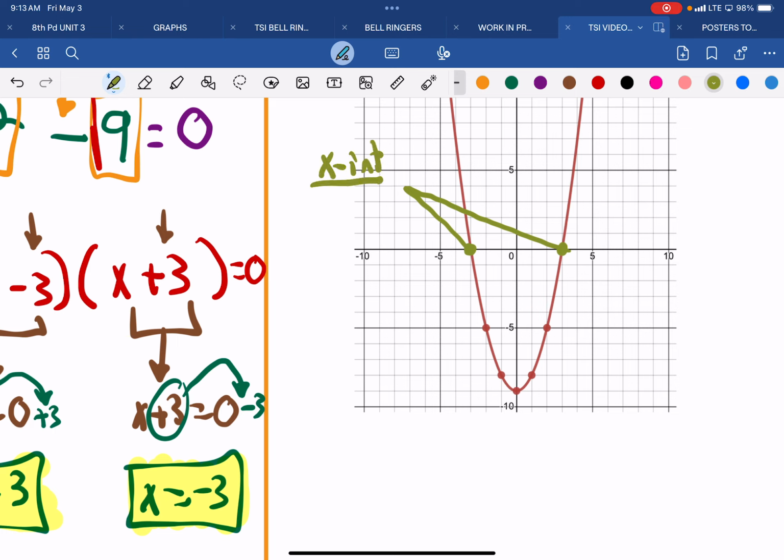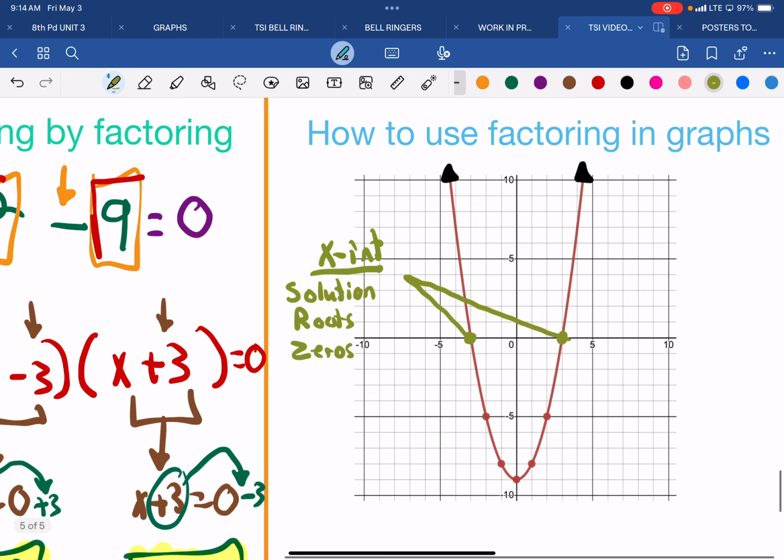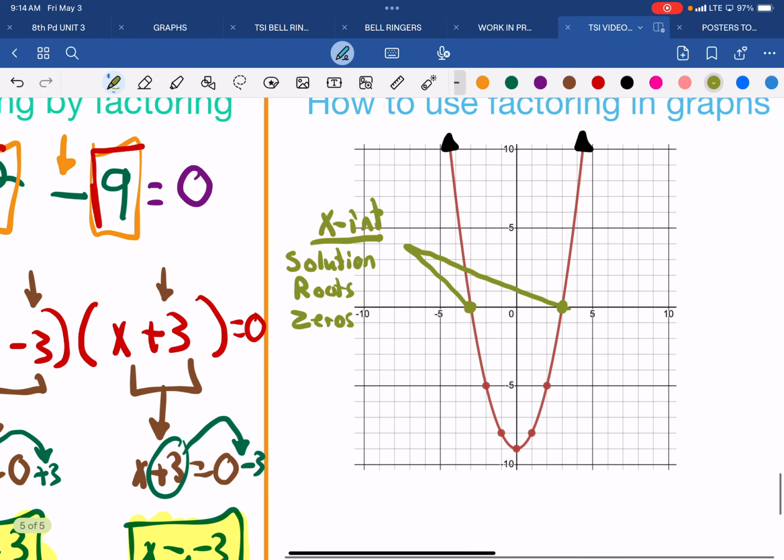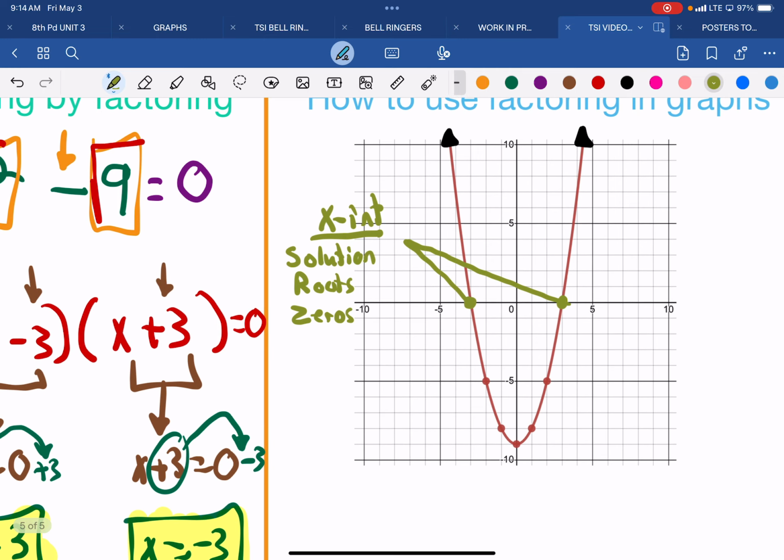Now, x-intercepts have other names as well: solutions, which is what I'm going to point out today, roots, and zeros. That's how we're going to make our connections. So if they ever ask you, can you give me the equation of this graph? A lot of times we're like, I have no idea how to do it. And actually, you do. We just haven't gone over it. Let me put all those pieces together and explain how we're going to do this.